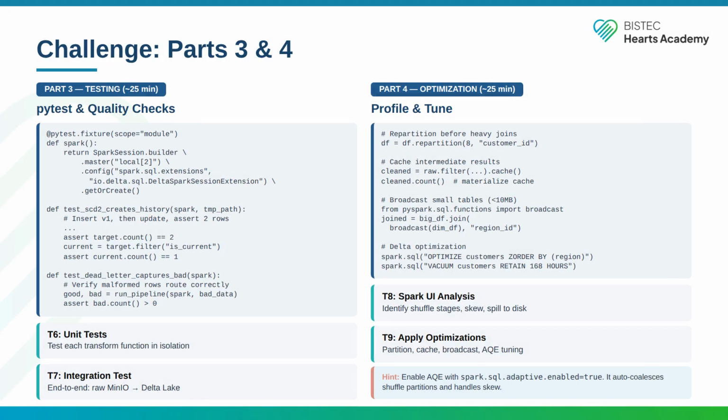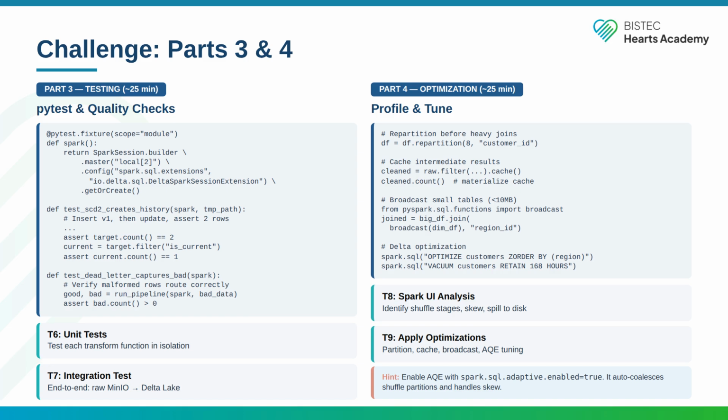Parts 3 and 4 are what make your pipeline production grade. For part 3, testing, you'll write 2 types of tests. Unit tests isolate individual functions: your dedup function, your cleaning function, your SCD2 merge. Use the Spark session fixture with local mode and Delta extensions configured.